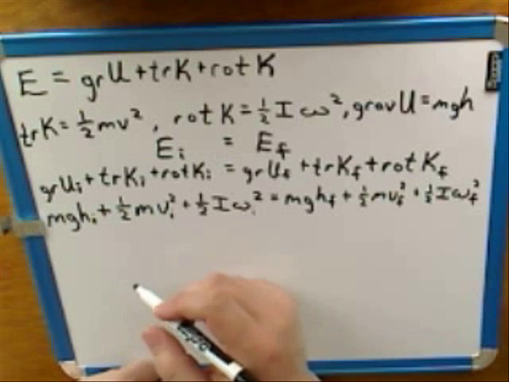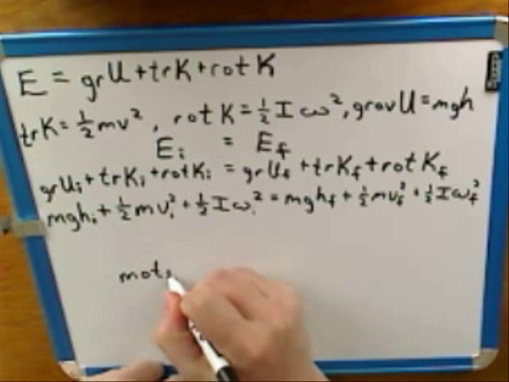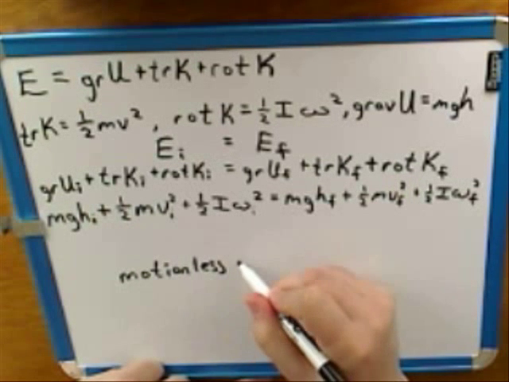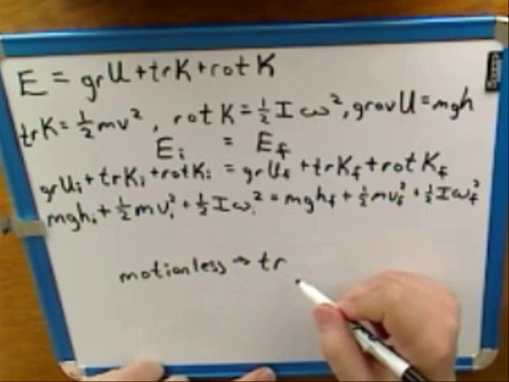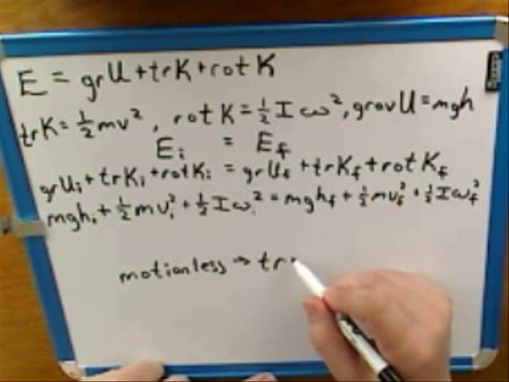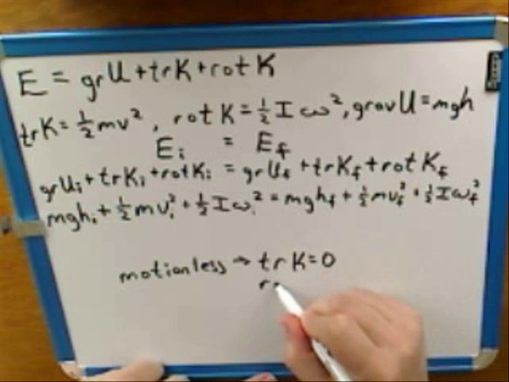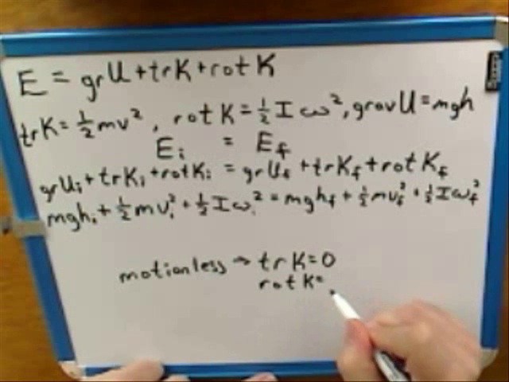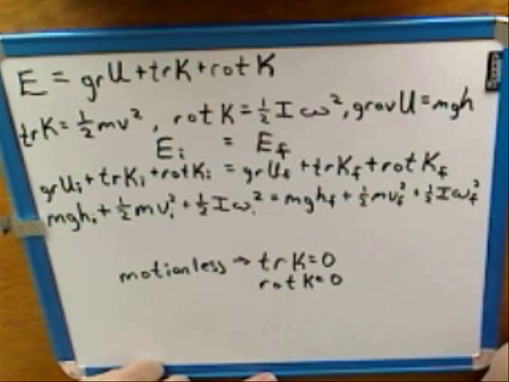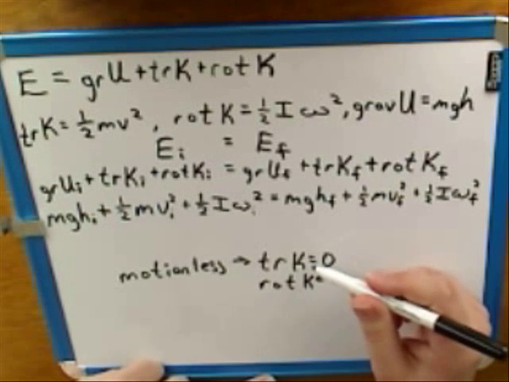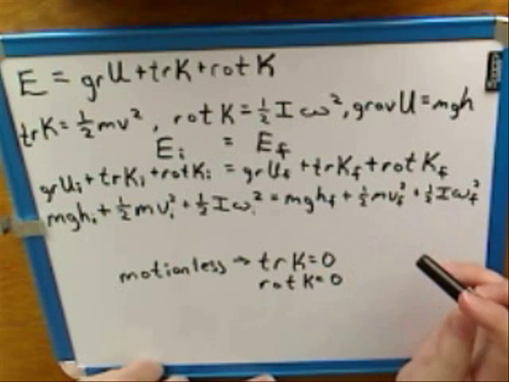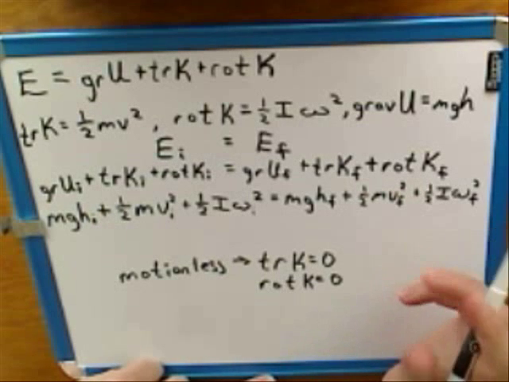Suppose that we have an object that is motionless. If the object is motionless, what would be its translational kinetic energy? 0. And what would be its rotational kinetic energy? 0. Because if it's motionless, it's not translating or rotating, so it would have no kinetic energy. Remember, the kinetic energy is your energy of motion. Kinetic means motion. So very often, the problem is either going to start or end with the object being motionless.